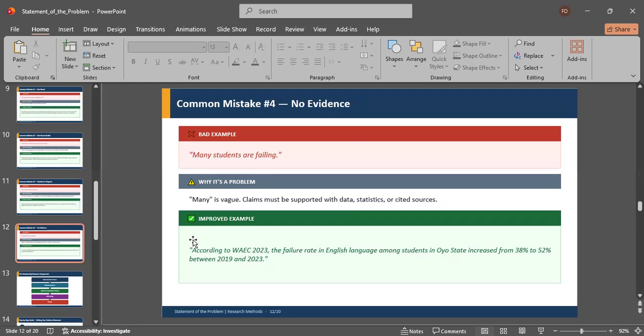But in this context, coming back to this example, according to WAEC 2023, the failure rate in English language among students in Oyo State increased from 38% to 52% from 2019 to 2023. That is the statement of the problem. That is calling for concern. It means the thing is increasing every year, so we need to do something about it so it won't keep on increasing. Don't forget the ISIG model.